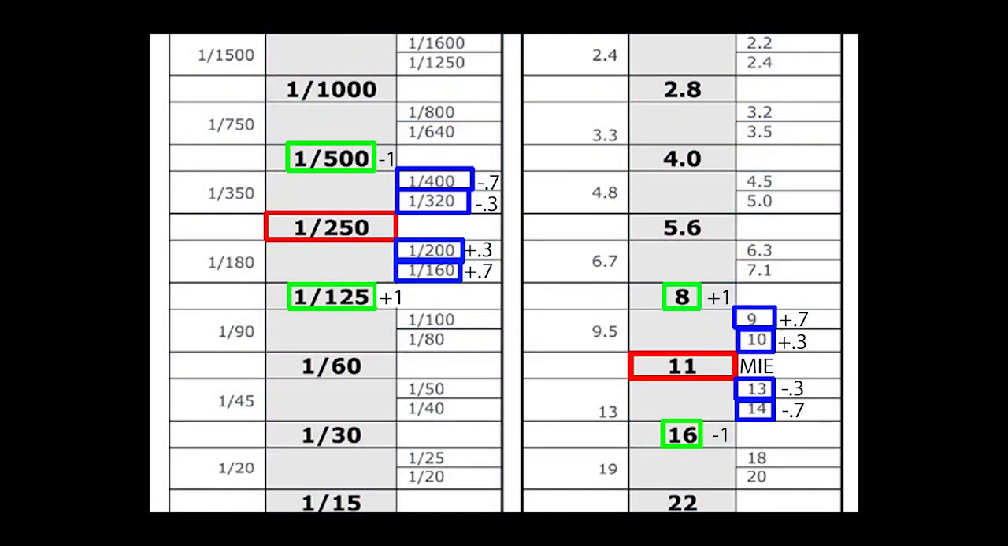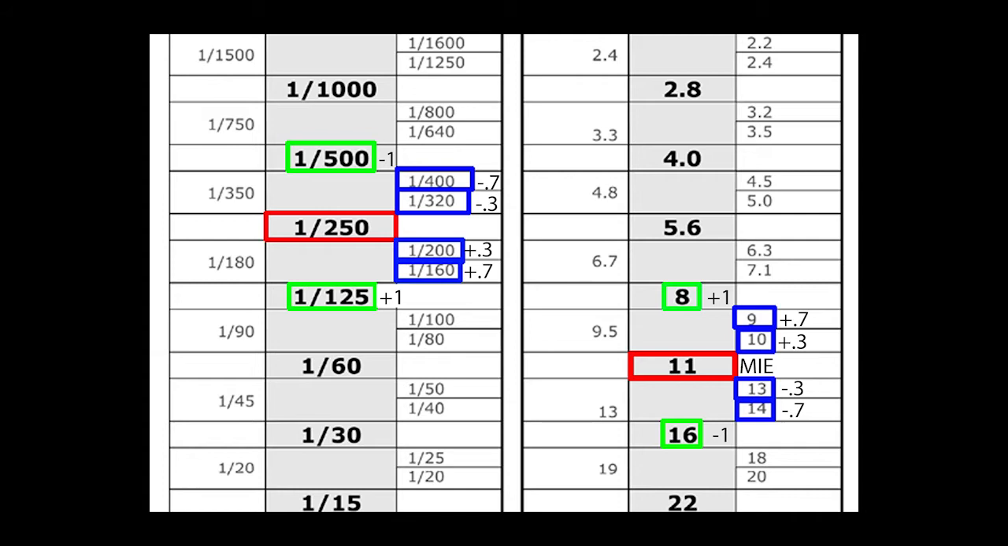Here are the results of bracketing the scenes that we shot. Our meter indicated exposure, our MIE, is shown in the red squares. That meter indicated exposure was 1/250th of a second at f11. When we use the shutter to bracket, we're going to leave the aperture at f11 for all 7 shots. When we use the aperture to bracket, we're going to leave the shutter speed at 1/250th of a second for all of the shots.